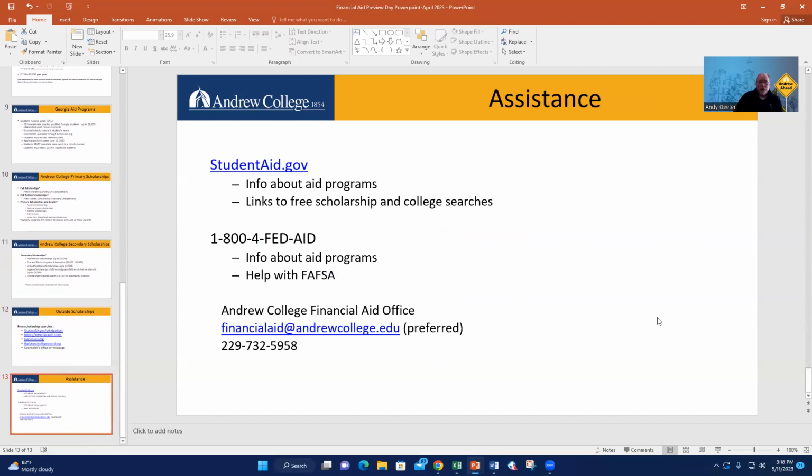A couple of different places you can turn for assistance. One is studentaid.gov. There is also, within the FAFSA, a help feature that's actually pretty good. 1-800-4-FED-AID if you'd rather call. Or if you have specific questions you'd like to ask our financial aid office, they're available at financialaid@andrewcollege.edu. You can also call them at 229-732-5958.